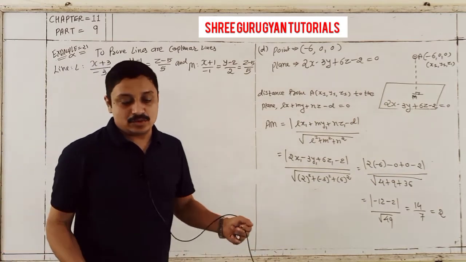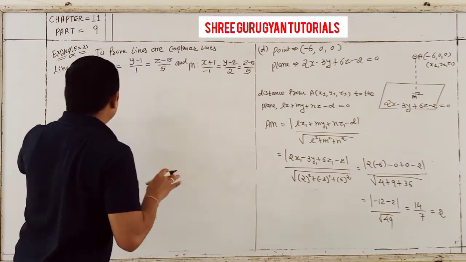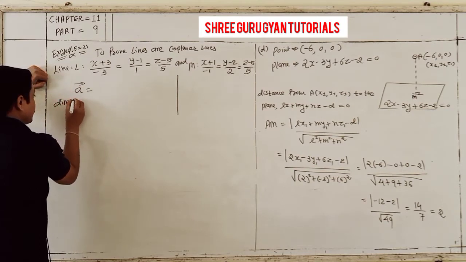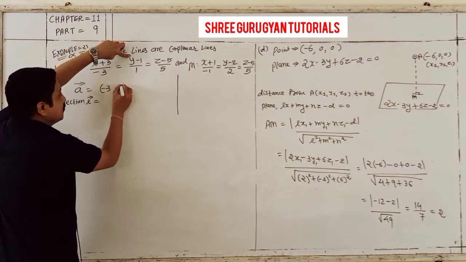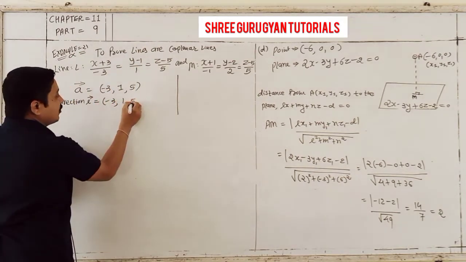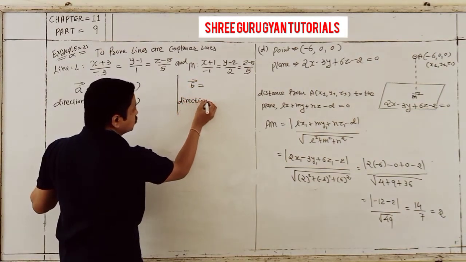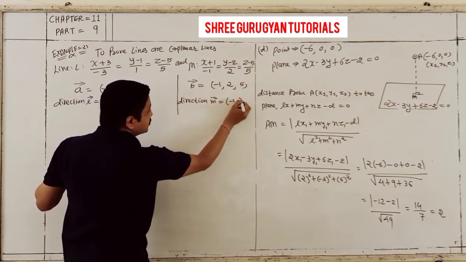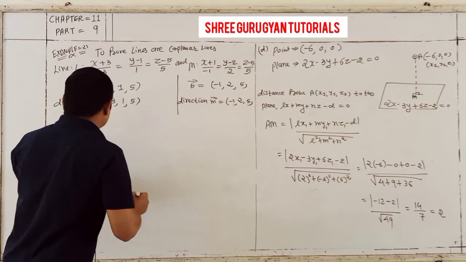Students, first of all I will explain the basic conditions for when the lines are coplanar. Very easy. First of all you define here a dash and directions. For L, a dash means minus 3, minus 1, 5. Secondly, here directions are minus 3, 1 and 5. Similarly here, students, b and direction for M: minus 1, 2 and 5. Direction, students, minus 1, 2 and 5. So the condition is that if the lines are coplanar, that is the main condition.